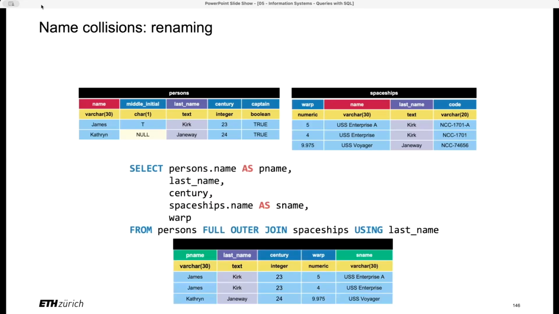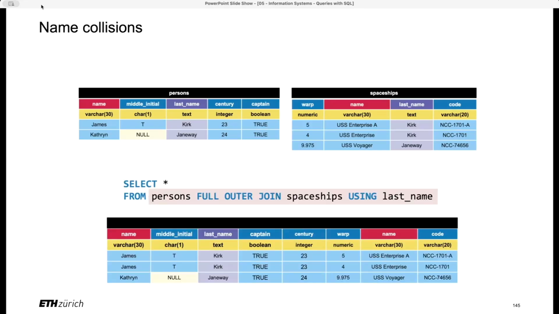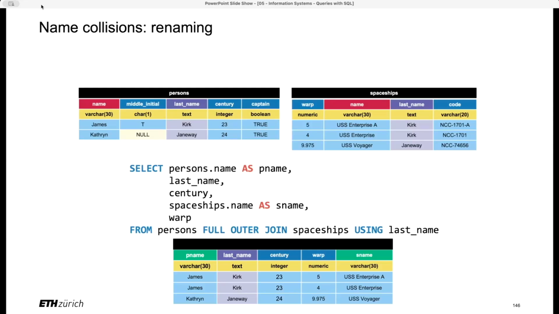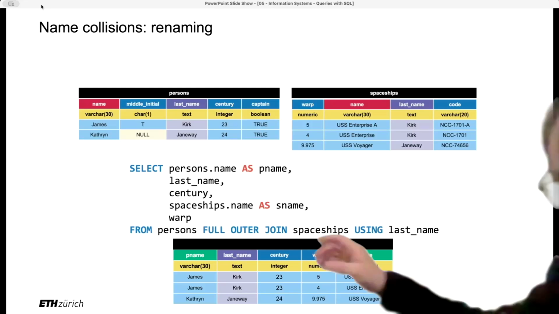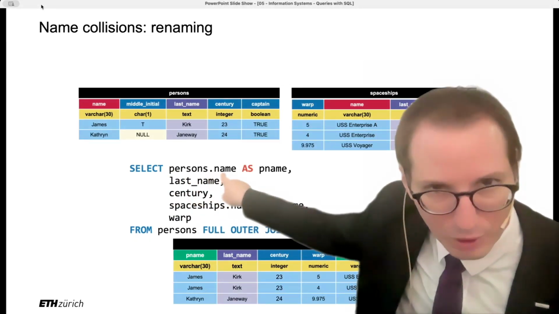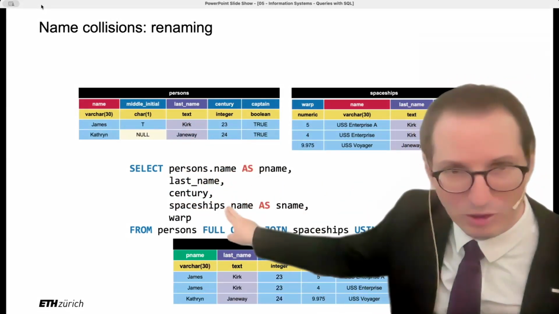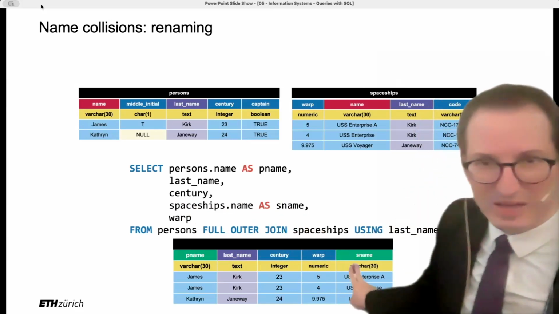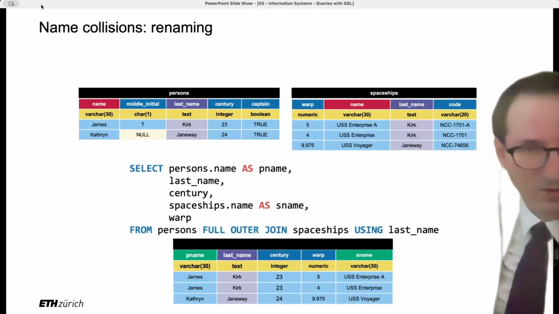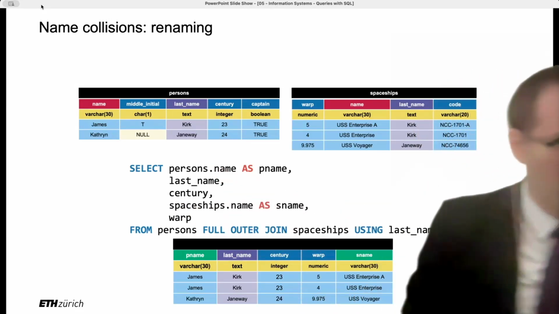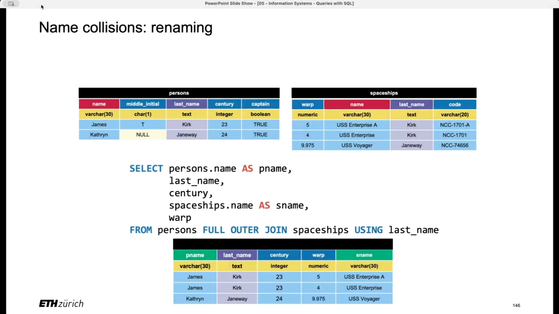So what we need to do, that's why I put them in red, is to rename them, right? So we say the one that comes from the left, we use the name of the table dot name to mean this one, and we rename it as p name. And the one that comes from the right, we rename it as S name, right? So you should not leave the same name twice in the output.